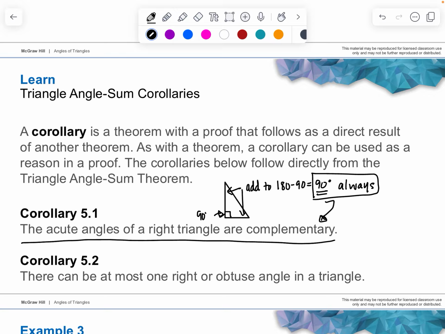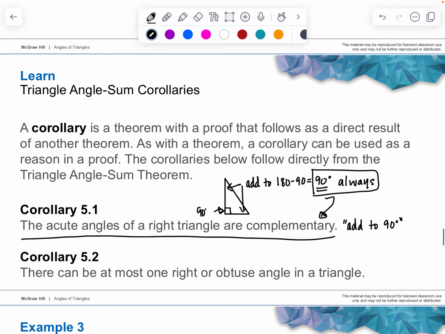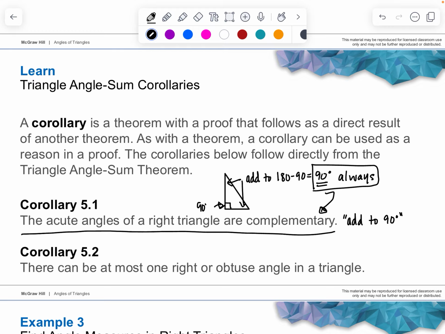So the two small angles of a right triangle are always complementary. They always add to 90 degrees. Always. So that's kind of a hack for you. You don't have to do the add to 180. If you see it's a right triangle, you can just add those two small angles to 90. Okay, second one, corollary 5.2.